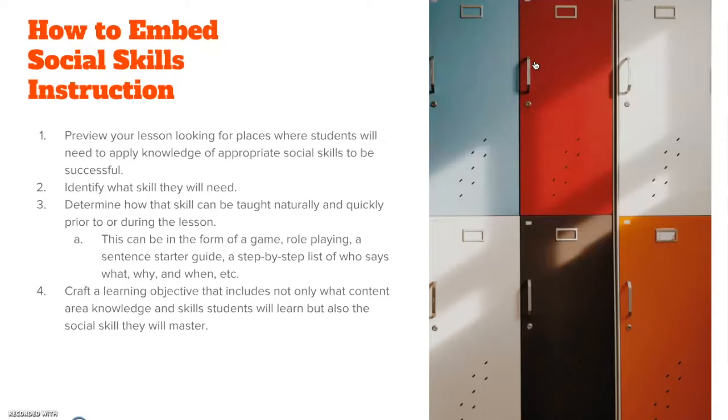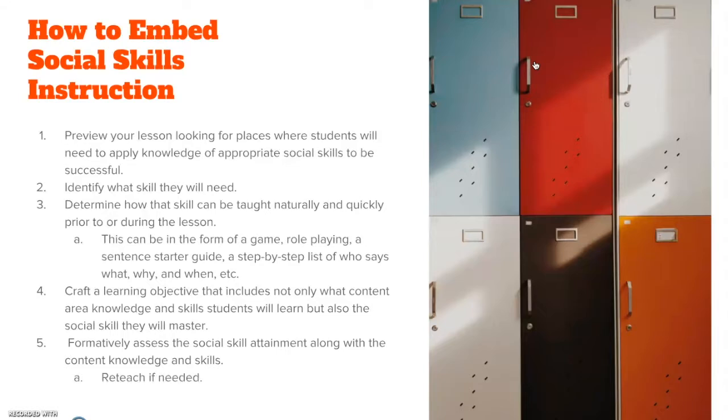Craft a learning objective that includes not only what content area knowledge and skills students will learn, but also the social skill they will master. Formatively assess the social skill attainment along with the content knowledge and skills. If you need to, reteach. Just like teaching any other knowledge or skill set, teaching social skills requires an understanding of what you expect students to be able to do, instruction in the content, and assessment to make sure they got it.